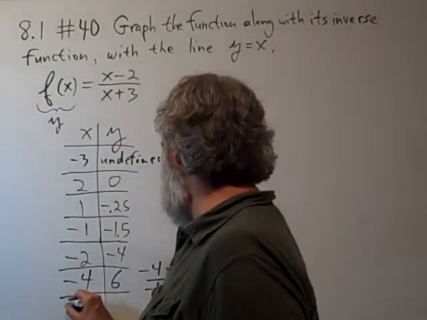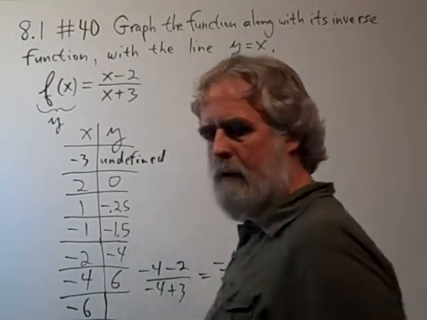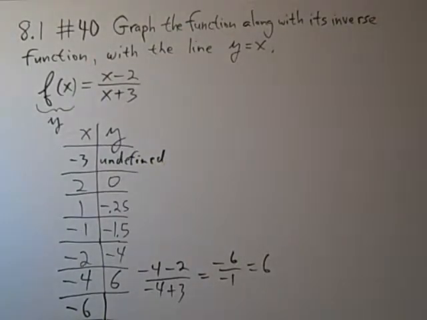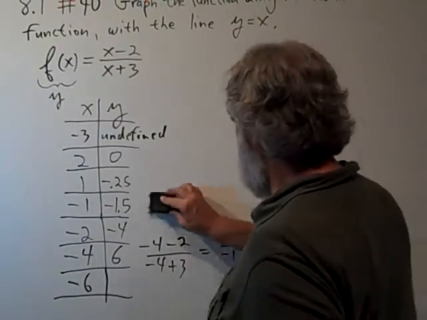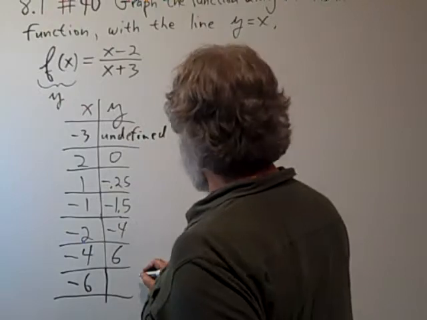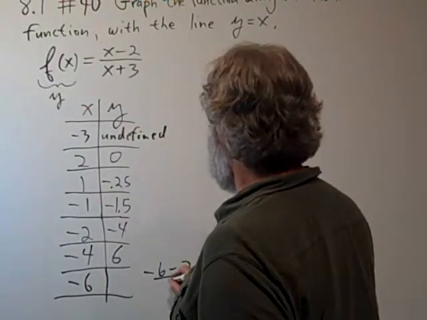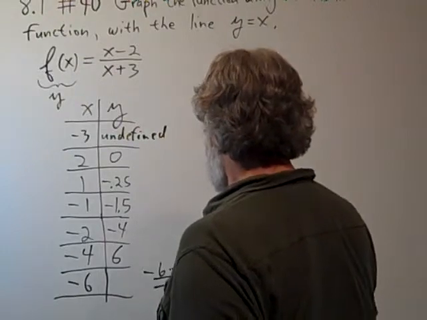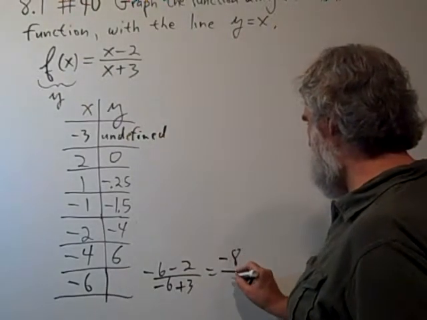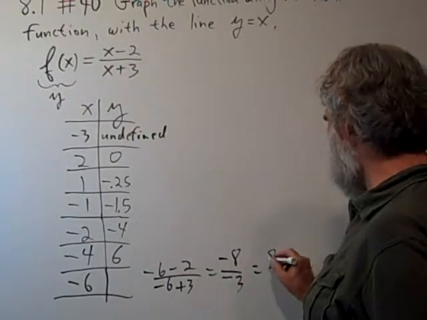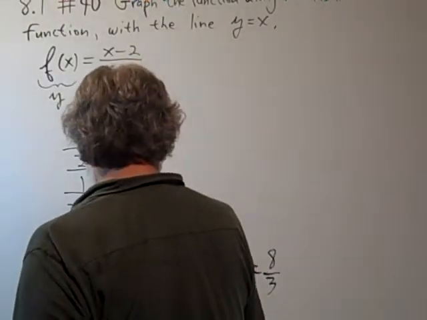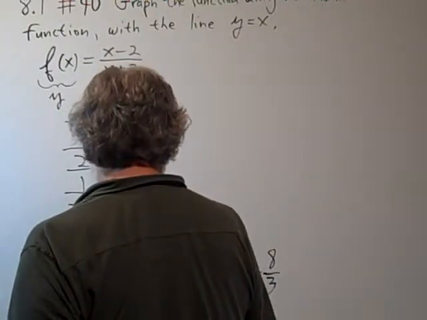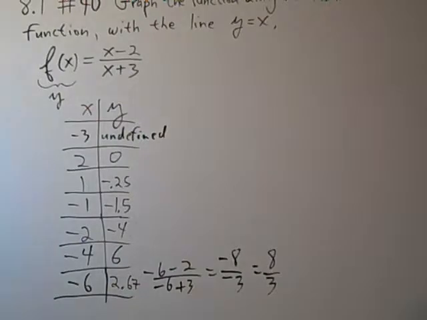Let's find another point. What about negative 6? So if x is equal to negative 6, this function is equal to negative 6 minus 2 divided by negative 6 plus 3. That's negative 8 divided by negative 3, which is 8/3. And 3 goes into 8 twice with a remainder of 2. So this is approximately 2.67, or 2 2/3.